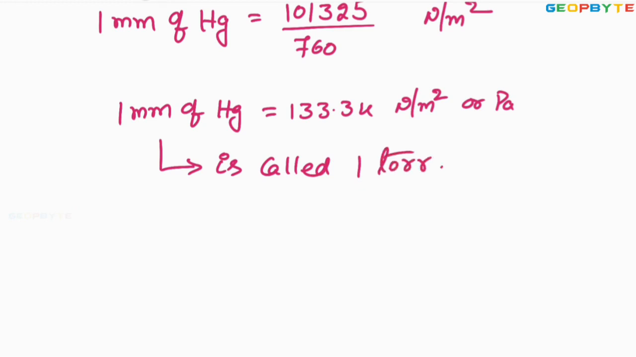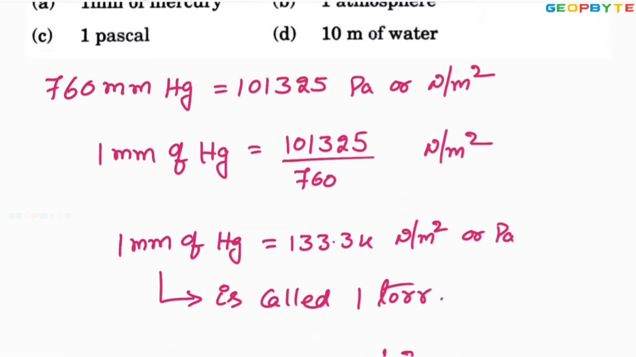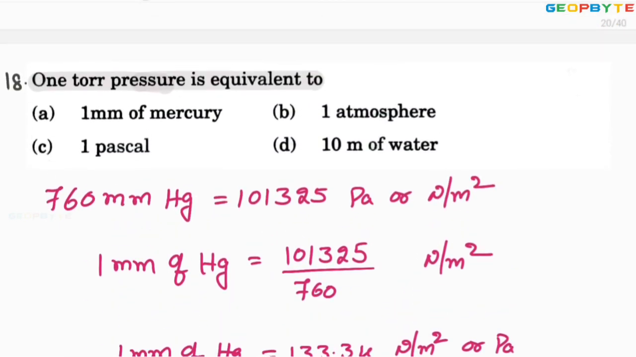1 torr is equal to 133.34 Newton per meter square or Pascal. So I hope you got my point. Look at the options. 1 torr pressure is equal to 1 mm of Hg. Therefore, option A itself is absolutely correct. Remember, 1 mm of Hg is also called 1 torr.